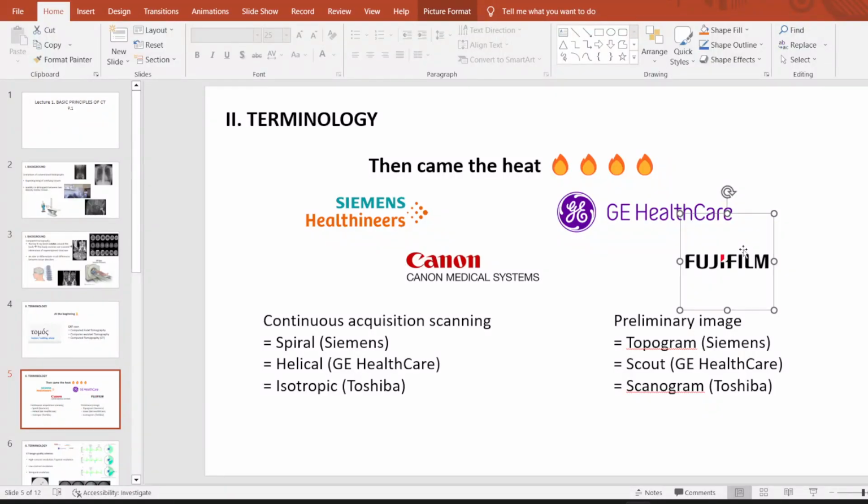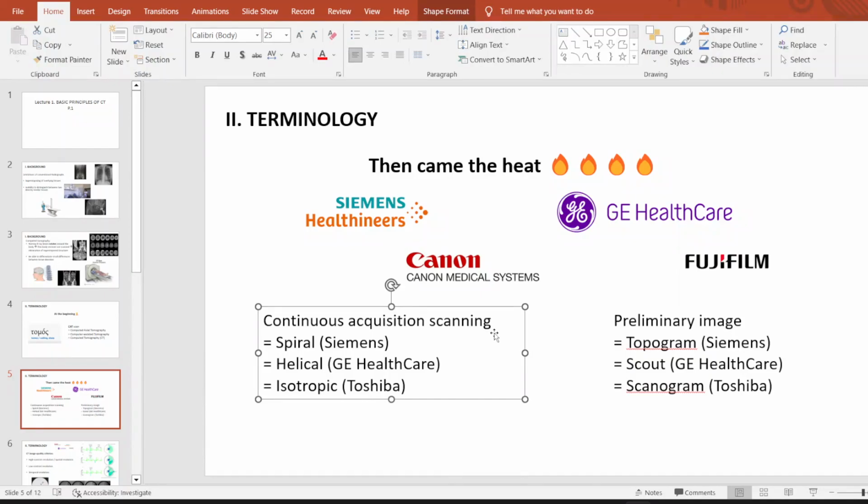And on the top we have the term continuous acquisition scanning. Siemens calls it spiral mode or spiral scanning. GE calls it helical mode, and Toshiba calls it isotropic mode.